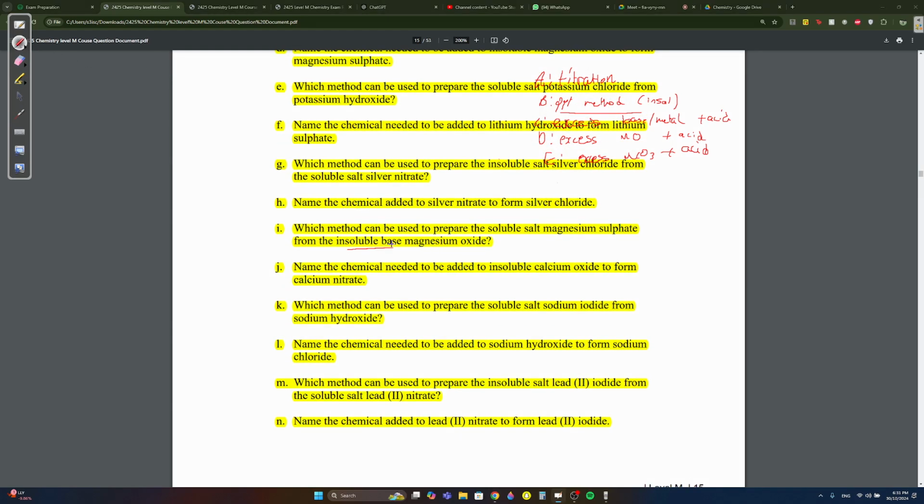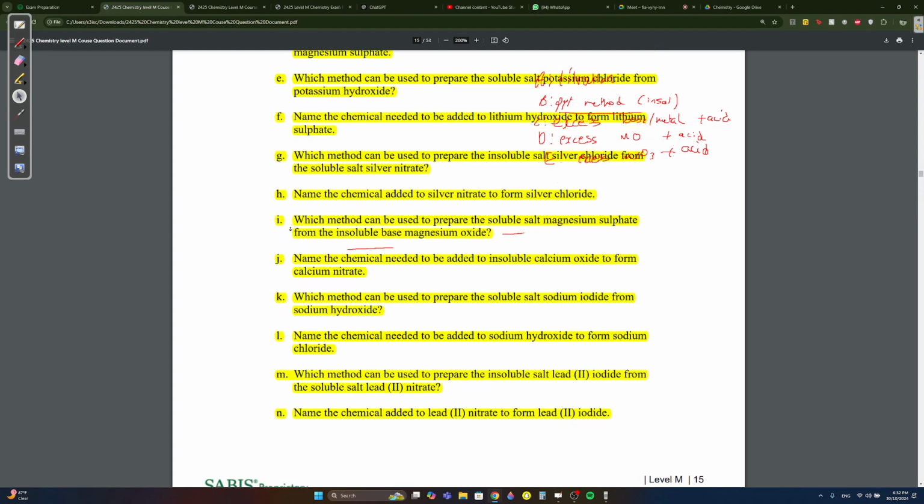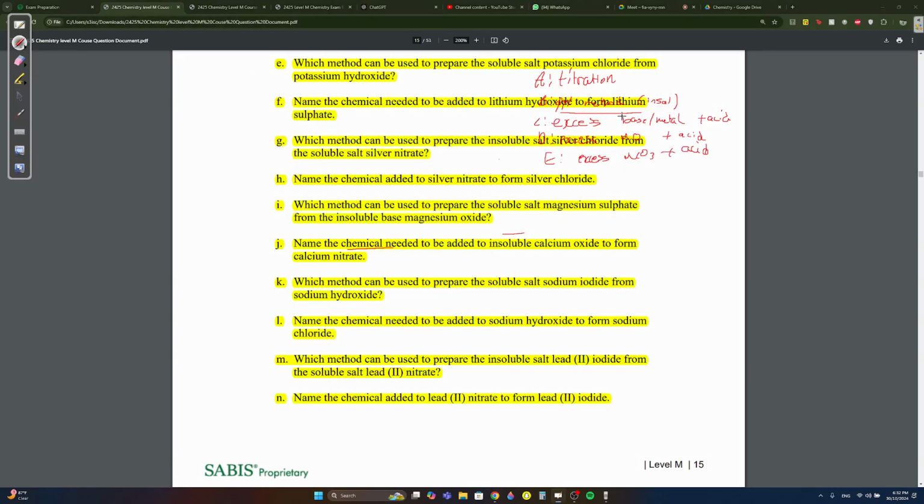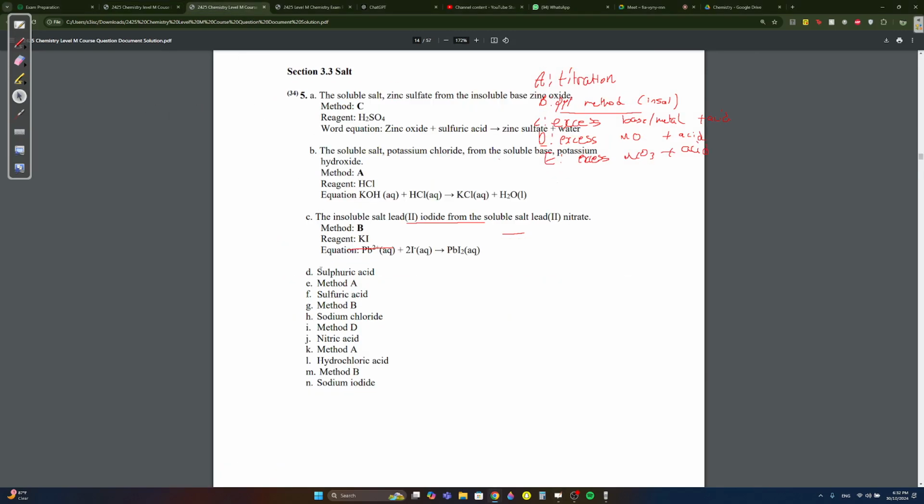So now they said insoluble base, so we're not going to use method B. With soluble salts, we're not going to use method B for precipitation because that prepares an insoluble salt. And we're not going to use method A, titration, because the base here is insoluble. We're going to use one of the excess methods, right? What are we adding here? We're adding magnesium oxide, right? So which one are we going to use? We're going to take the excess metal oxide. So part I, method D.